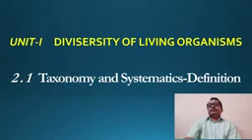It consists of three subtopics. One is taxonomy and systematics and their definition. Another one is taxonomic hierarchy, lineage with example. Third one is binomial nomenclature. Today we discuss taxonomy and systematics and its definition.